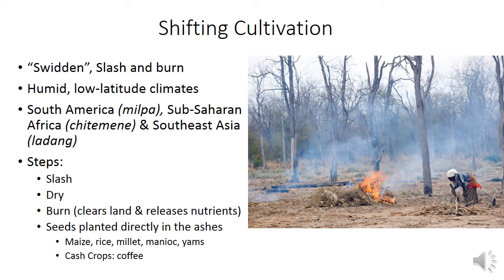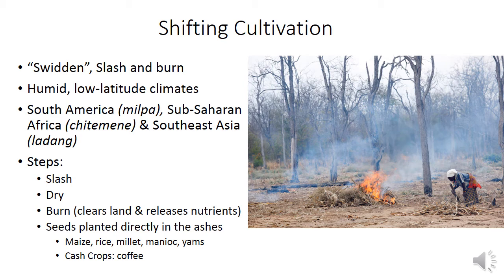And then the seeds are planted directly in that cleared land and in those ashes, right? A lot of farmers are growing things like maize or rice, millet, manioc, yams. But the important thing to keep in mind here is, regardless of what they're growing, it's typically not monoculture, right? They are growing a garden, a variety of different plants in this area, okay? Not one thing for the most part.